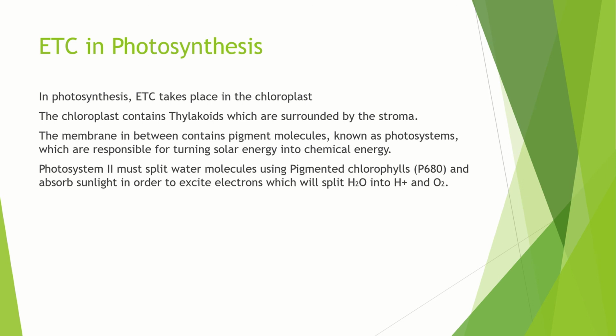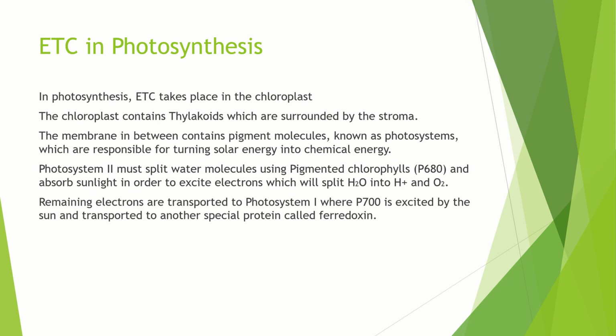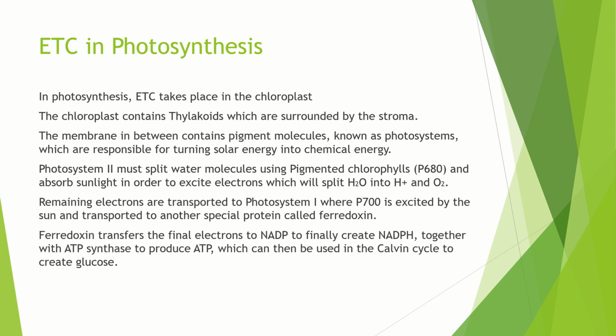Photosystem 2 must split water molecules using pigmented chlorophylls, or P680, and absorb sunlight in order to excite electrons, which will split H2O into hydrogen ions and oxygen. Remaining electrons are transported to photosystem 1, where P700 is excited by the sun and transported to another special protein called ferredoxin. Ferredoxin transfers the final electrons to NADP to finally create NADPH, together with ATP synthase to produce ATP, which can then be used in the Calvin cycle to create more glucose.